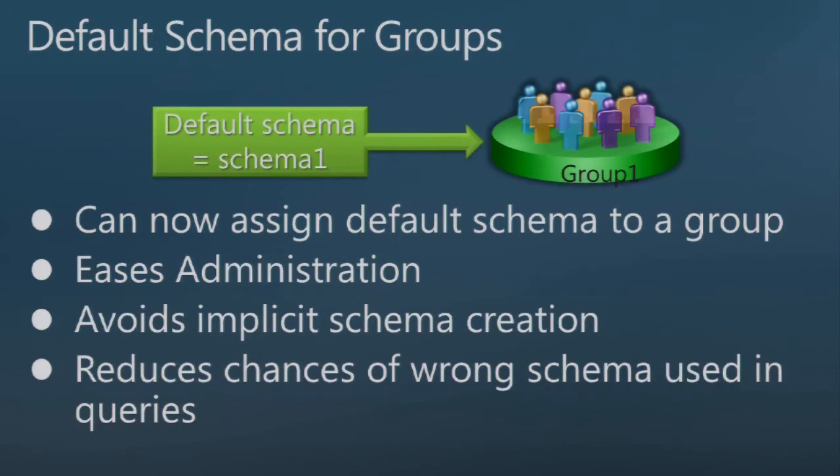Default schemas for groups is a new feature in 2012 and a long-standing ask in Connect for SQL Server. Previously, you could only define a default schema for an individual user. Now you can assign a default schema to a group. This eases administration and avoids implicit schema creation and implicit user creation. It reduces the chances of the wrong schema being used in queries and reduces the number of users that need to be maintained and monitored.